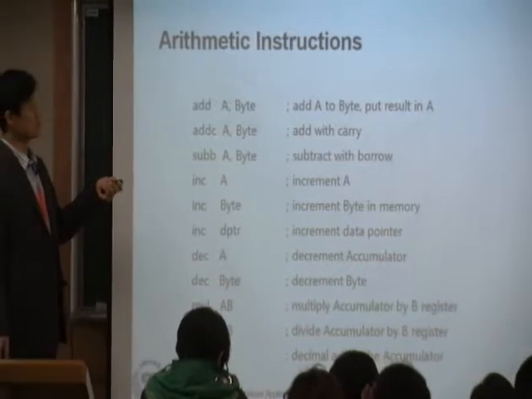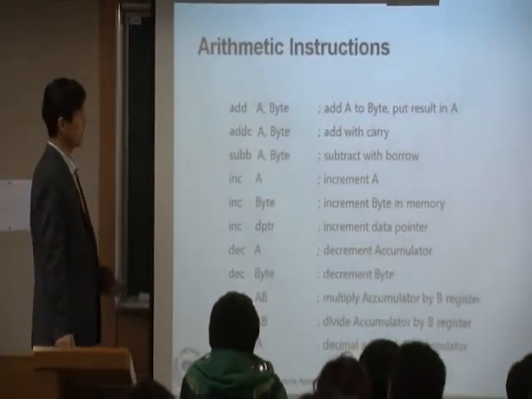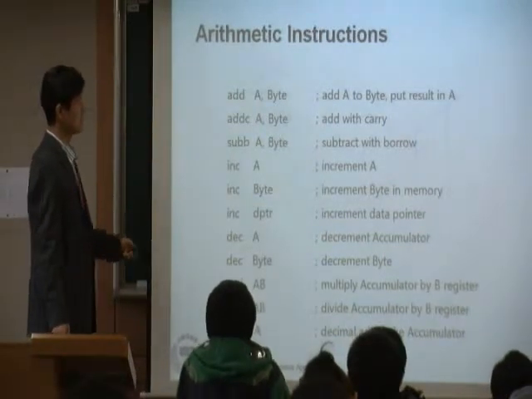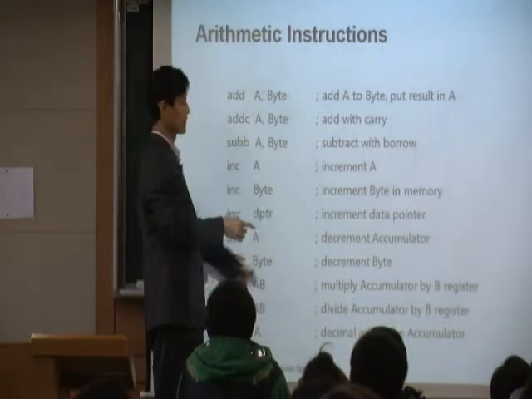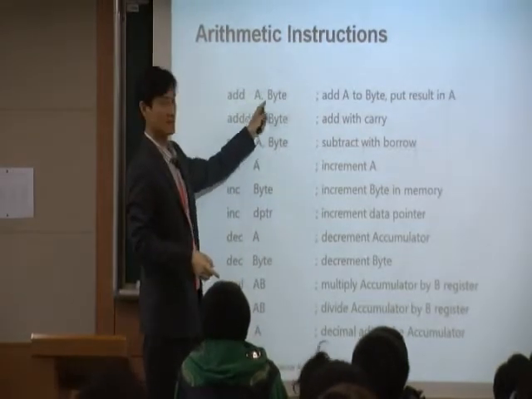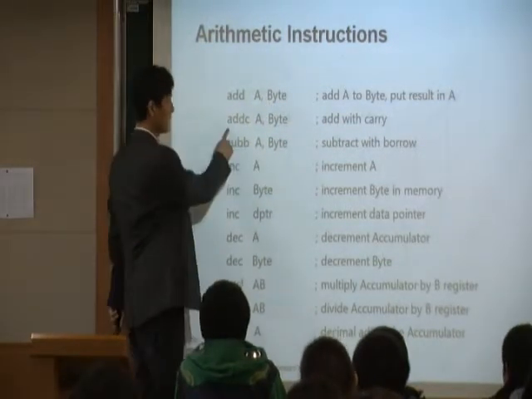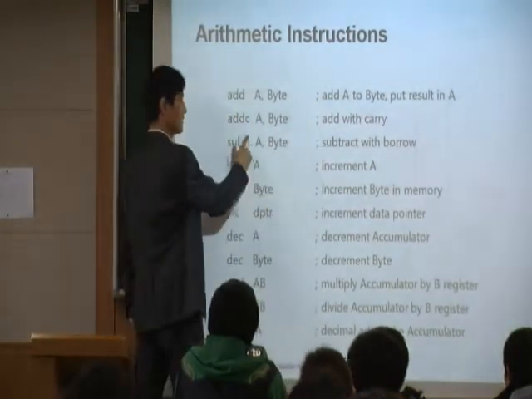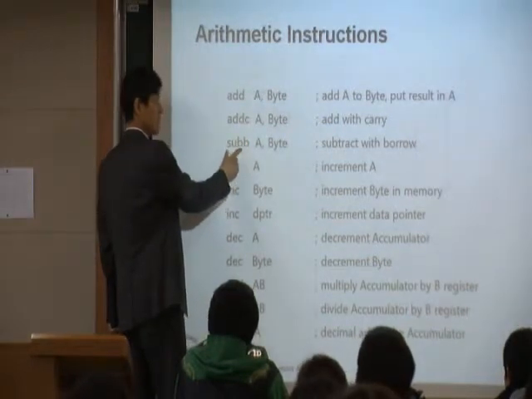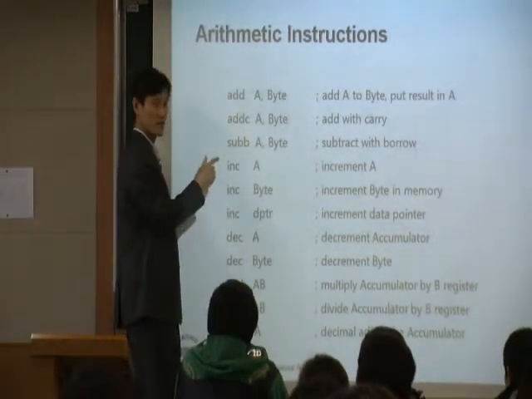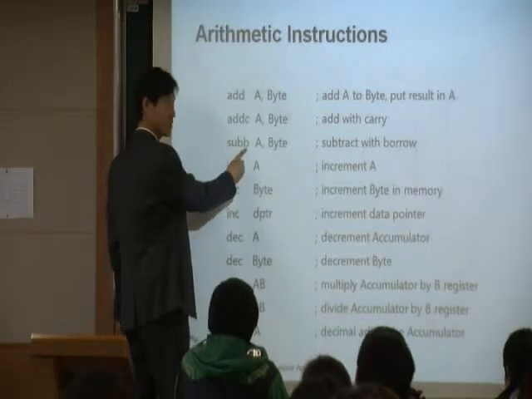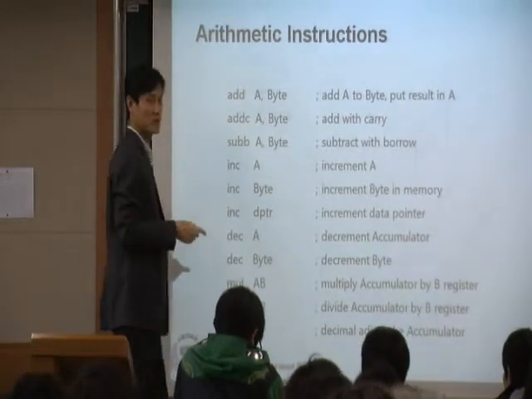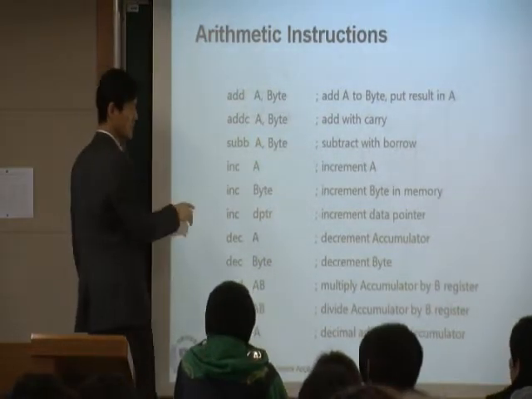There are arithmetic instructions. For example, add, addition, and ADDC. C means carry. So this is simply addition of these two, and ADDC means you add with carry. I'll tell you what it means. SUB is subtract, subtraction. But you have SUBB, subtraction with borrow. What is borrow? I'll tell you in the next slide.